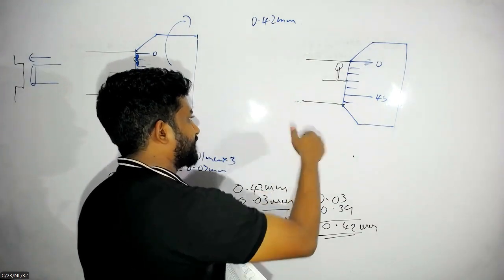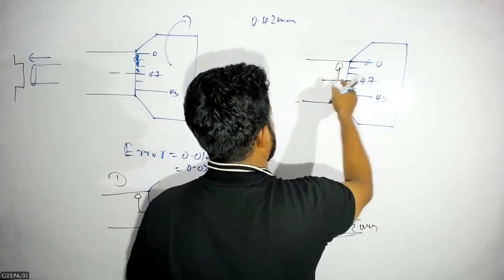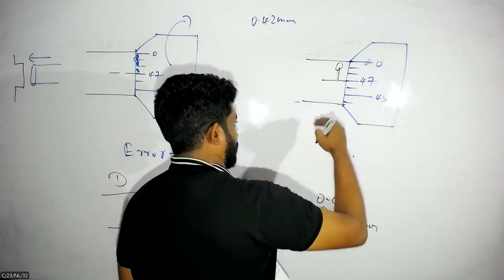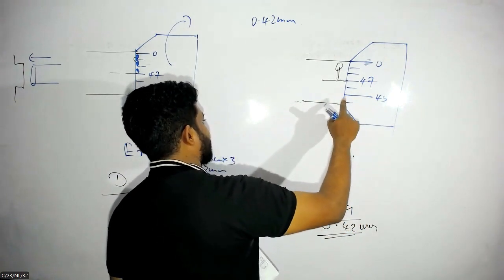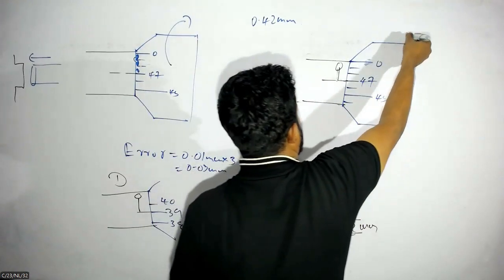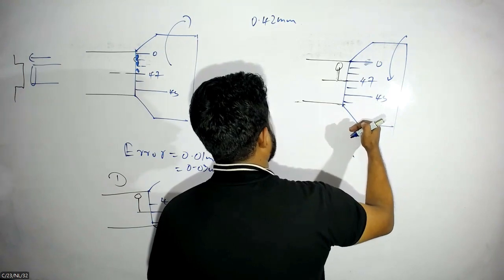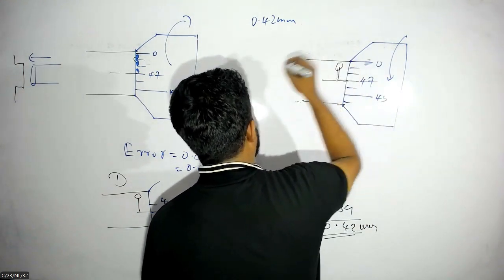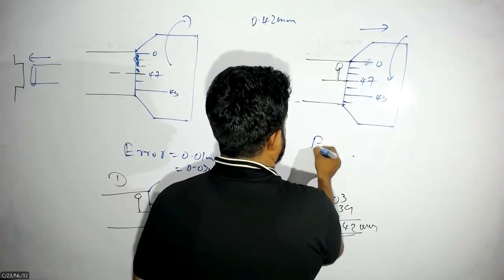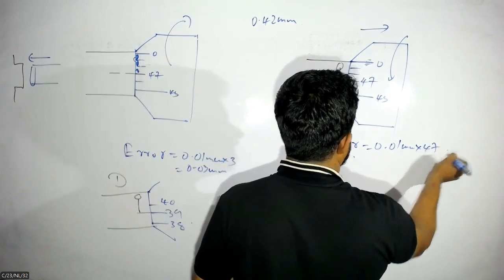Positive zero error. If there is a positive zero error, this 47th division will coincide with the principal line, the reference line of the main scale. Then the circular scale rotates 47 divisions towards the anticlockwise direction. When it rotates, the circular scale moves and the spindle also moves towards the right side. Therefore, the error is 0.01 millimeter into 47.